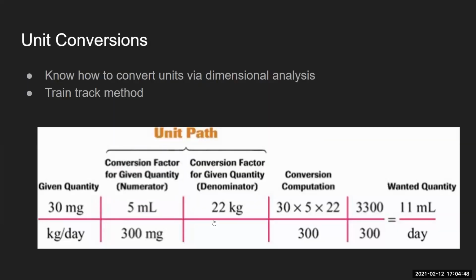Another part that might come up is unit conversions, which you're probably already dealing with when studying for the science section, because that's a part of chemistry. So know how to convert units via dimensional analysis. One method, which is the method I like, and a lot of people like, is the train track method. Starting with 30 milligrams here, milligrams on the top, milligrams on the bottom, kilograms, you can keep track of all of your units canceling out to get down to the quantity that you're looking for.